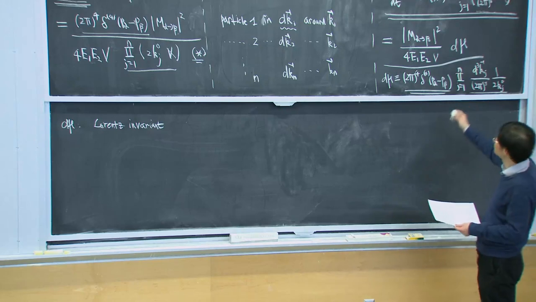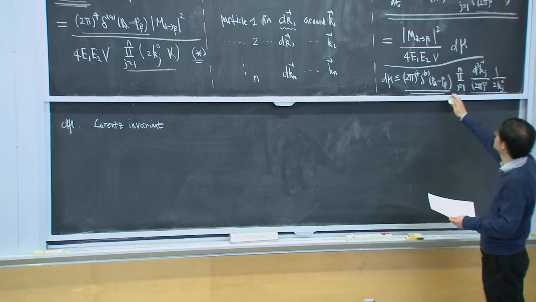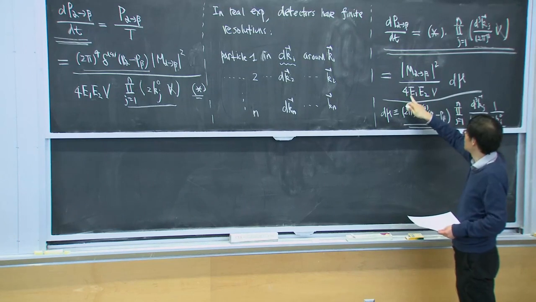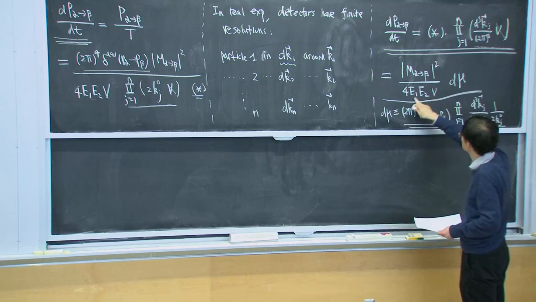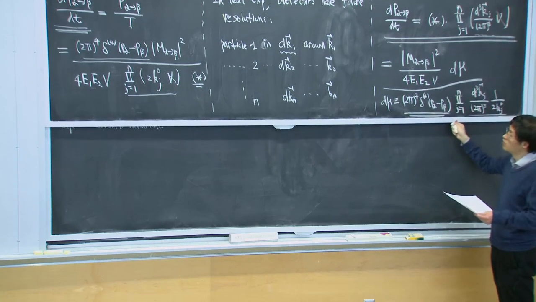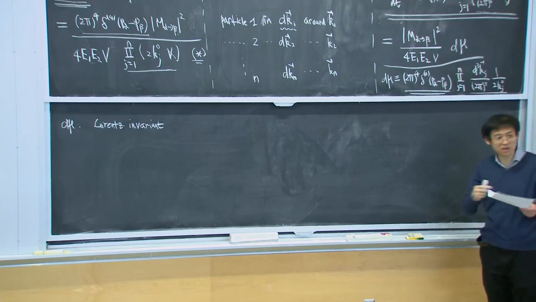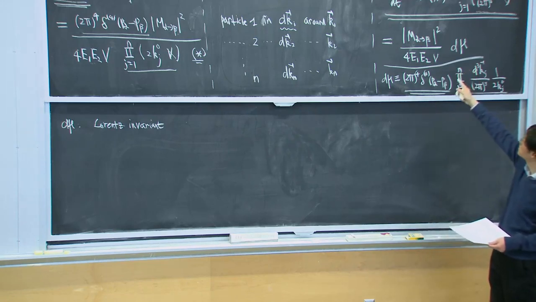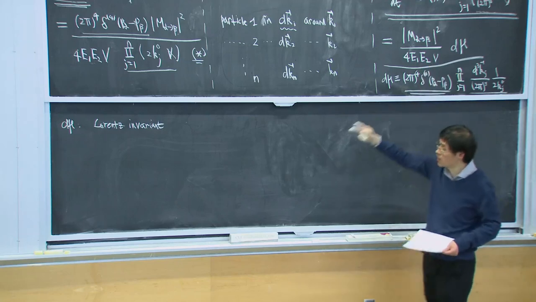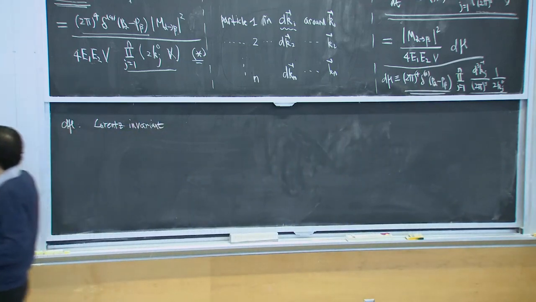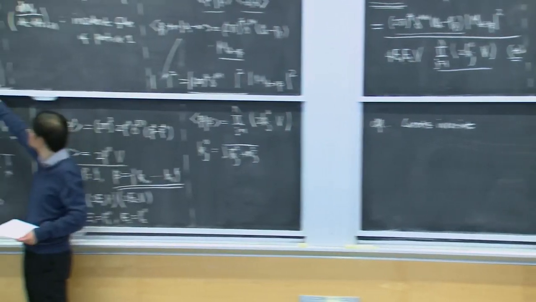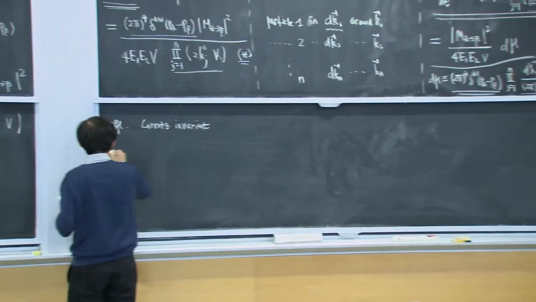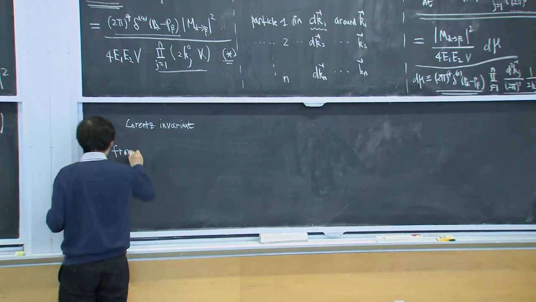So now we have this nice expression, which by definition is Lorentz invariant. And then we have this 4E1E2 times V. Now we want to write them in a Lorentz invariant way, but we haven't done it yet. This is only upstairs. This by itself is not Lorentz invariant. We have to divide it by the downstairs. The downstairs is the flux. So now, in the rest frame of particle 2.